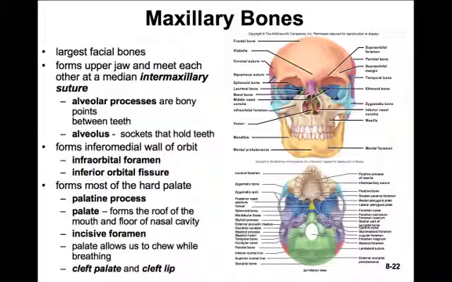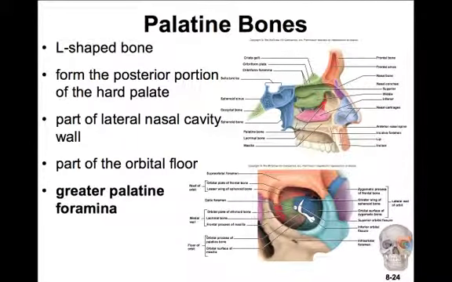We'll see that the maxilla also forms the inferior-medial wall of the orbit, or the eye socket, here. It has in it an infraorbital foramen and an inferior orbital fissure. Infra meaning below the orbit, foramen meaning hole. And here we can see the inferior orbital fissure.